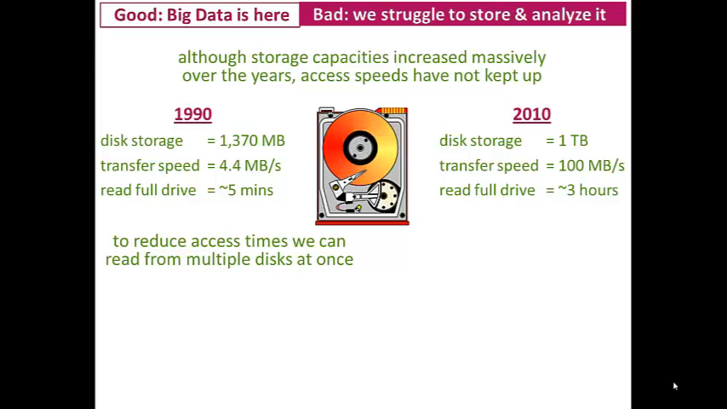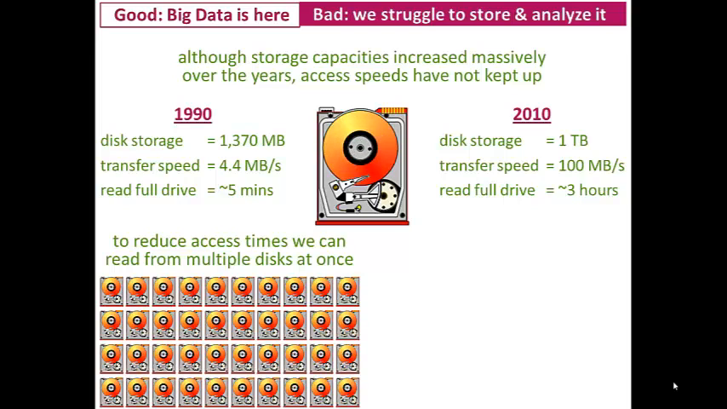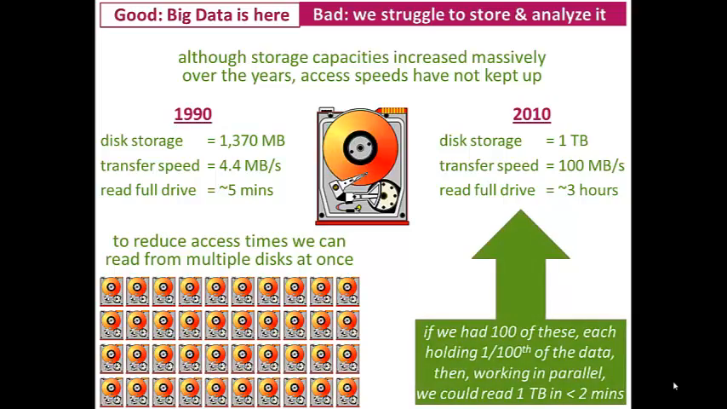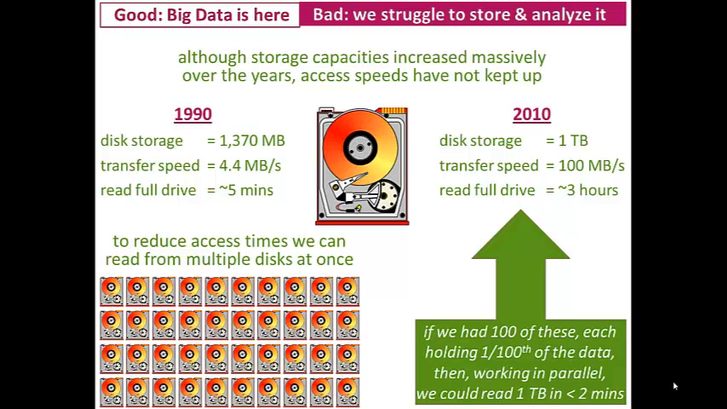One way to reduce the time needed to read all of the data is to read it from multiple disks at the same time. If we had 100 drives like these, each holding 1/100th of the data, then working in parallel, we could read 1 terabyte in less than 2 minutes.